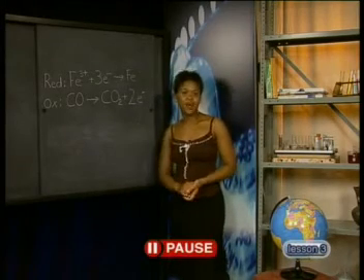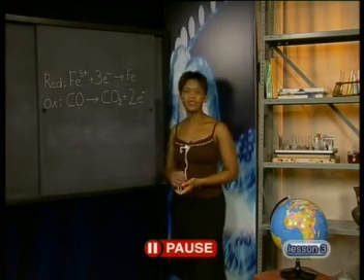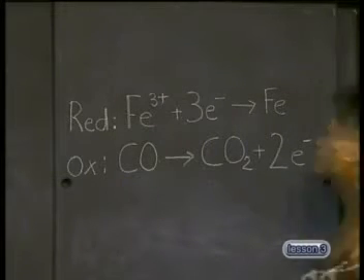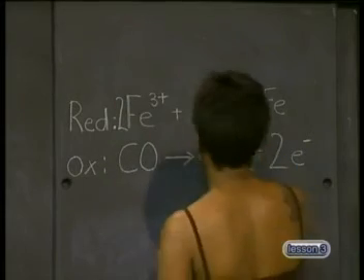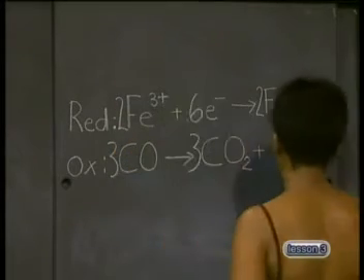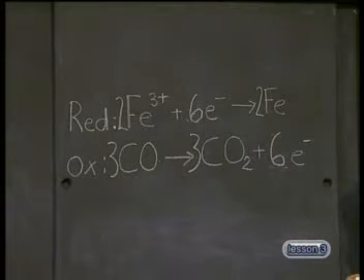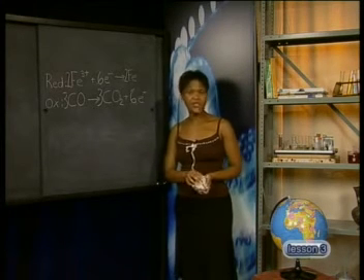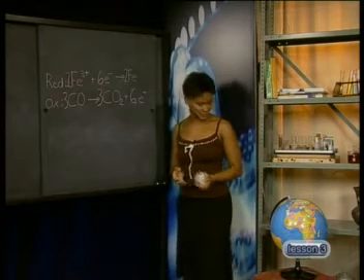Can you use these two half reactions to write an overall redox reaction? The number of electrons lost and gained must be the same. The lowest common multiple of 2 and 3 is 6. So we multiply the reduction half reaction by 2 and the oxidation half reaction by 3. Next, we add these two half reactions together to get the overall reaction.